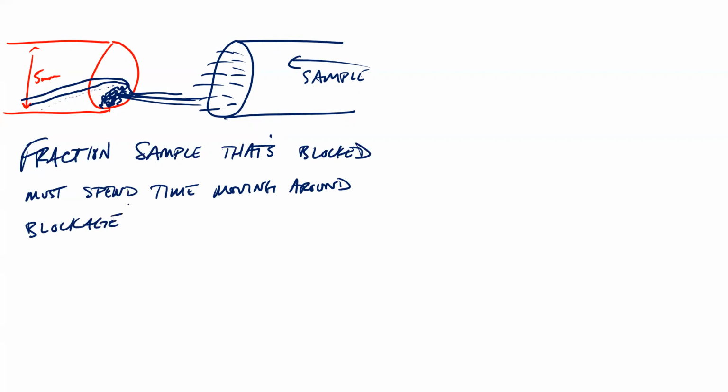That's blocked must spend extra time moving around whatever that blockage is. So not the whole column is blocked, and so it's not like our whole peak disappears, right? Only part of that column is blocked, and so only part of our analyte is slowed down and ends up tailing.